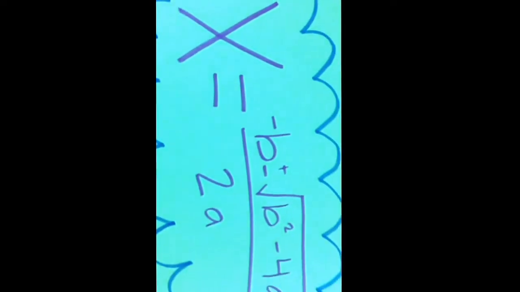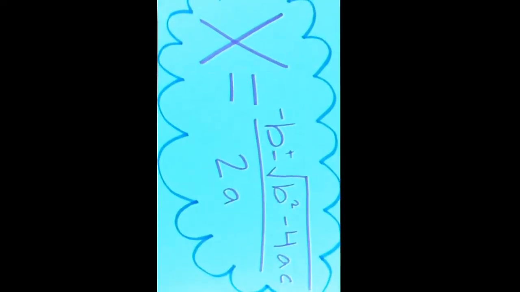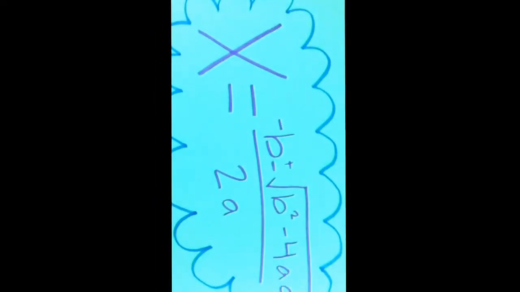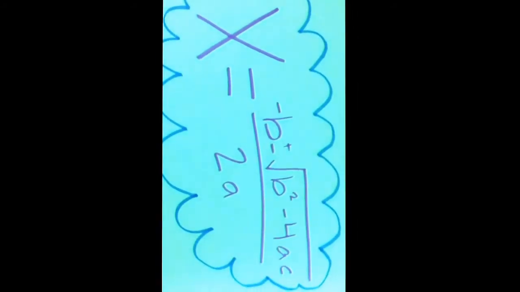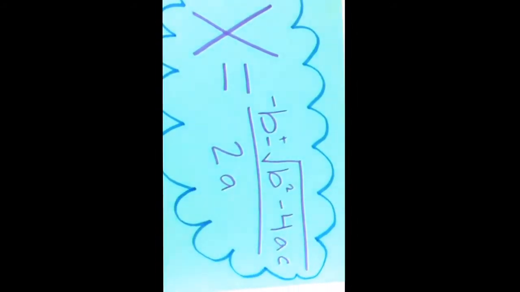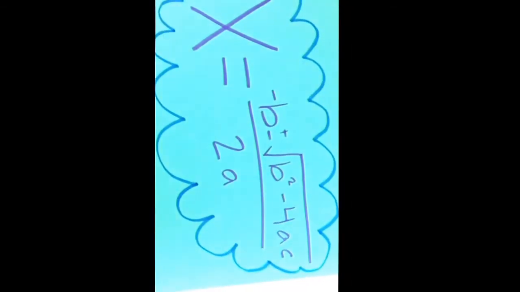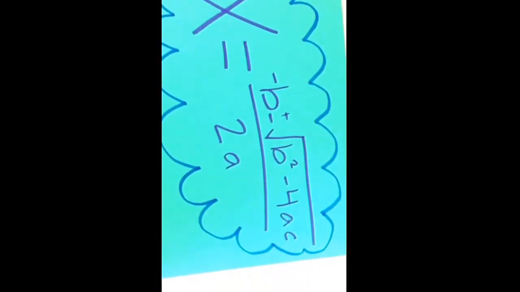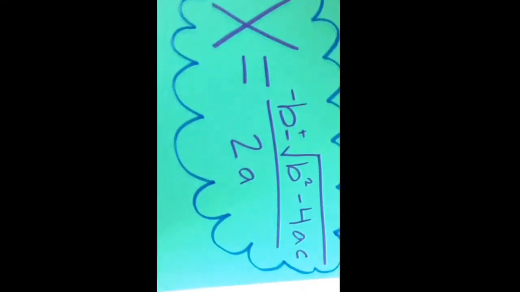Alright, so as you can see, the opposite of b, if say you have a value of negative 5, the opposite of negative 5 would be positive 5, plus or minus the square root of negative 5 squared, which would be 25, minus 4 times the a value and the c value, all over 2 times the a value.